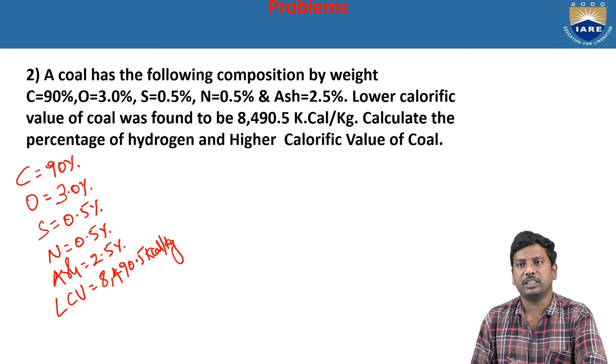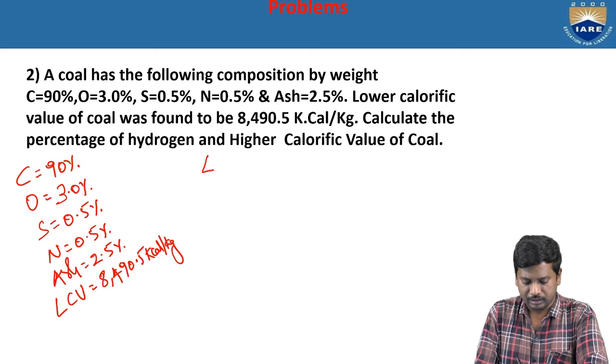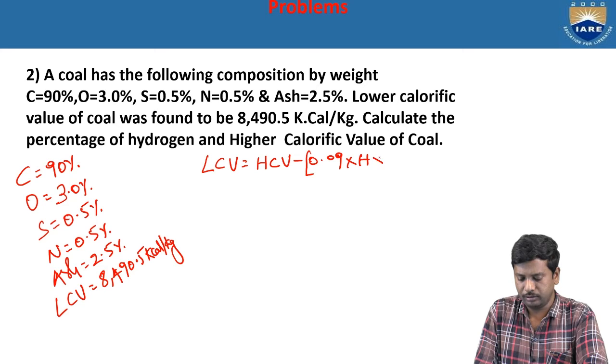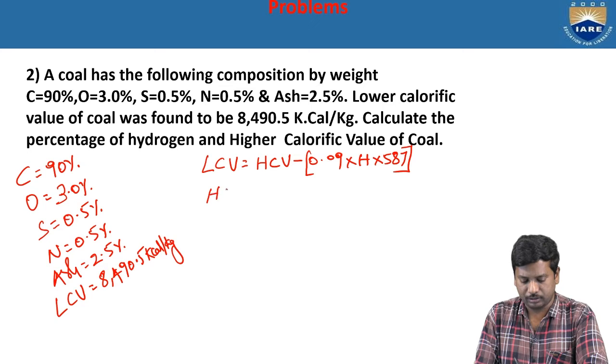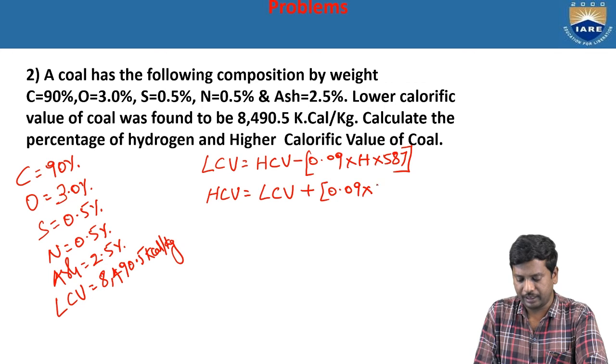So first of all we see the formula for LCV. What is the formula for LCV? LCV is equal to HCV minus 0.09 into hydrogen into 587. So this is the formula for lower calorific value. Rewriting this formula, you get HCV is equal to LCV plus 0.09 into hydrogen into 587.